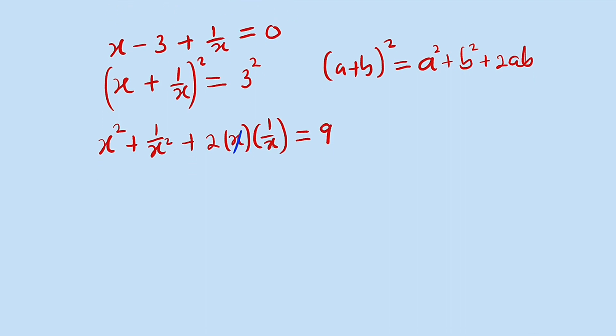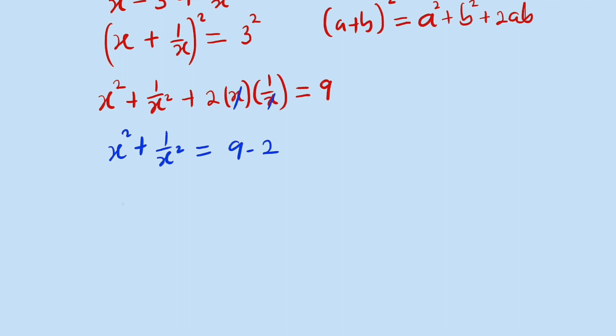From here, you can see this x will cancel this x. All we have is 2 multiplied by 1, which is equal to 2. So this becomes x squared plus 1 divided by x squared equal to 9 minus 2 as 2 crosses over. This is x squared plus 1 divided by x squared equal to 7.